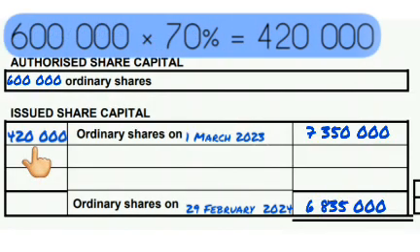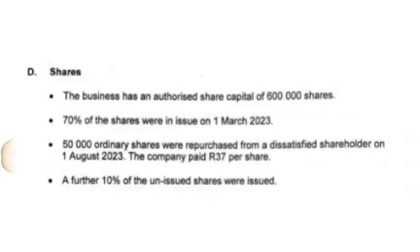My first calculation though is going to be the number of shares at the beginning of the year. They told me 70% of the ordinary shares were in issue at the beginning of the year. So authorized shares is 600,000. I multiply it by 70%, it gives me 420. So that will be the number of shares in issue at the beginning of the year. What's coming next is that I have to enter the shares that I repurchased as well as the additional shares that I issued during the year.